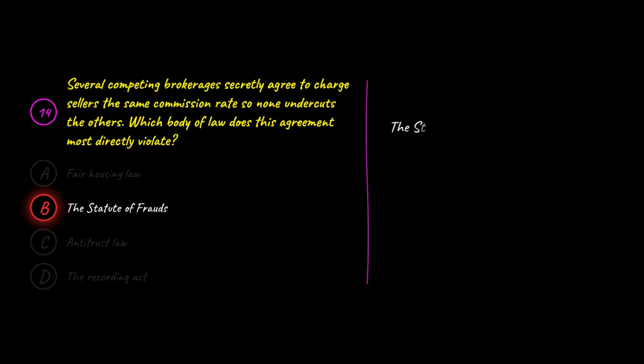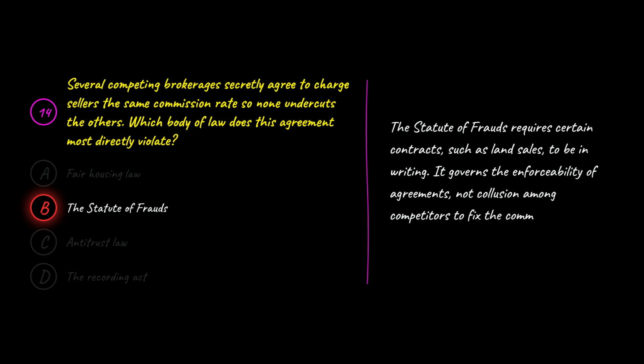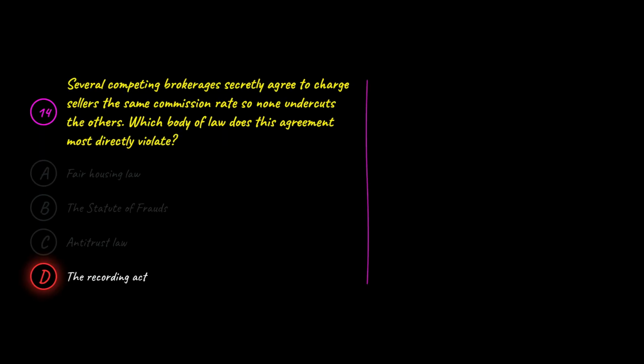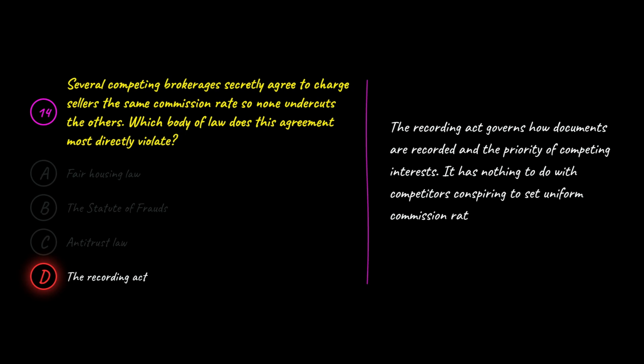B is wrong because the statute of frauds requires certain contracts, such as land sales, to be in writing. It governs the enforceability of agreements, not collusion among competitors to fix the commission rates they charge sellers. D is wrong because the Recording Act governs how documents are recorded and the priority of competing interests. It has nothing to do with competitors conspiring to set uniform commission rates, which antitrust law forbids.